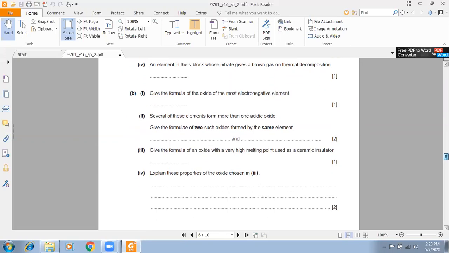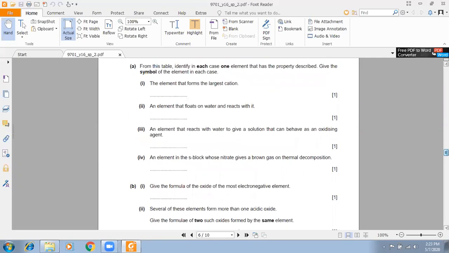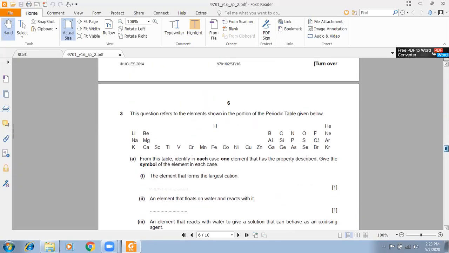Let's go for the next one. B1, give the formula of the oxide of the most electronegative element. Now, how does the electronegativity change? What is the pattern of change of electronegativity?